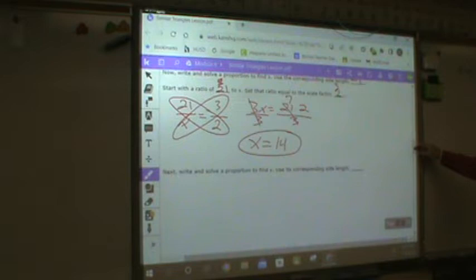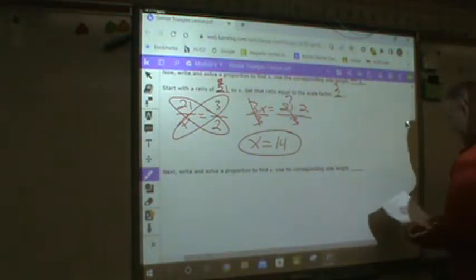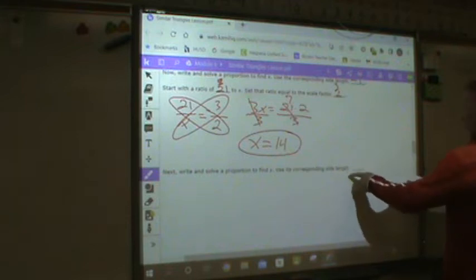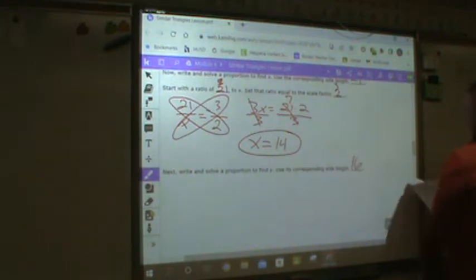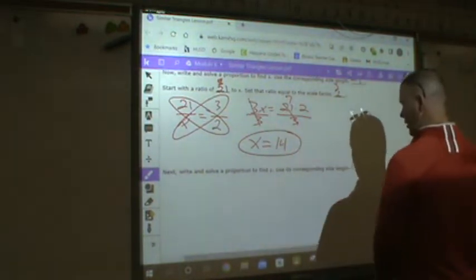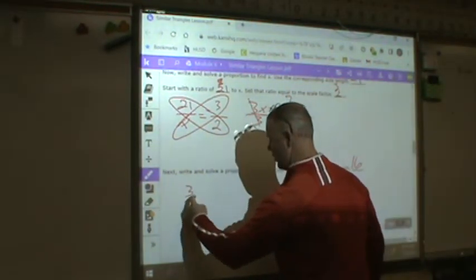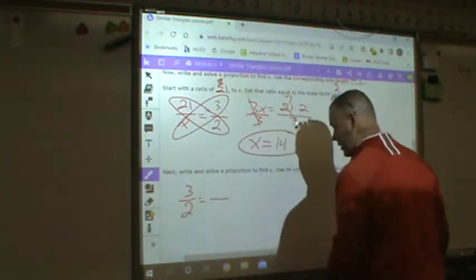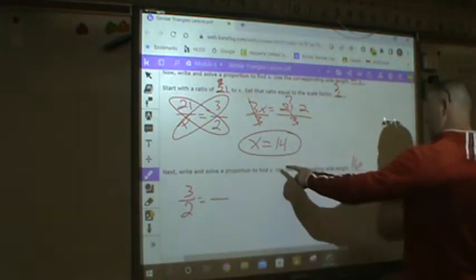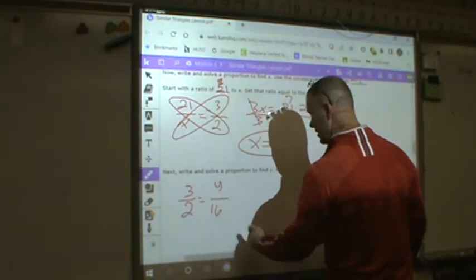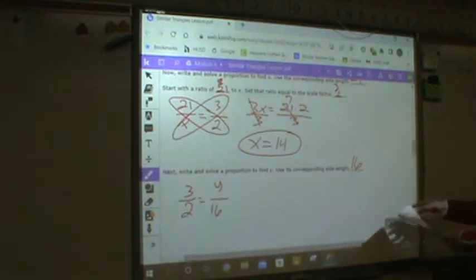Next, write and solve a proportion to find y. Use the corresponding side length. What does y correspond with in the other figure? Corresponding side length of 16. Yes, you guessed it. Now, is y the bigger figure or the smaller figure? Because my scale factor, which is what I'm going to start with, goes from big figure to small figure, image to pre-image. So is y in the image or pre-image? Y is in the image, so this ratio is going to be y over 16, not 16 over y.